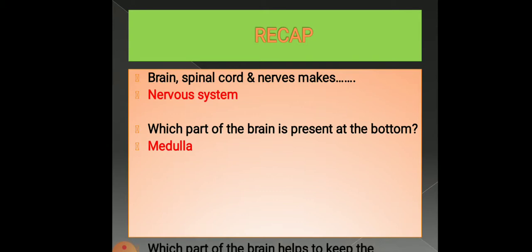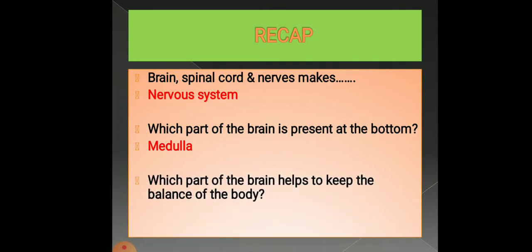Yes, you are right. Which part of the brain helps to keep the balance of the body? We are able to stand, we are able to do any kind of work due to the balancing of the body. So it is due to cerebellum. Yes, you are right. Now the next question is, which is the largest part of the brain? We have studied that there are three parts of the brain: cerebrum, cerebellum and medulla. So cerebrum is the largest part of the brain.